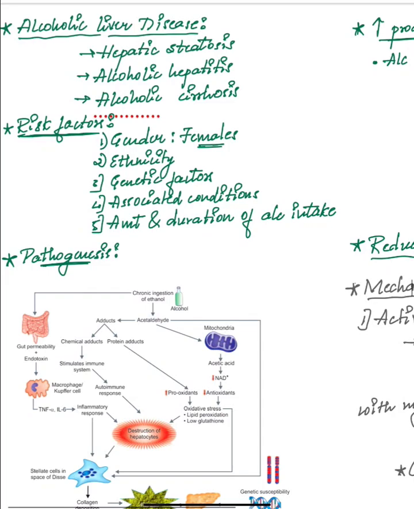Now, the next topic is alcoholic liver disease. Alcoholic liver disease can lead to three stages, that is hepatic steatosis, alcoholic hepatitis, and alcoholic cirrhosis. The risk factors of these diseases are: first, gender, females are mostly affected; ethnicity, genetic factors, associated conditions, and amount and duration of the alcohol intake.